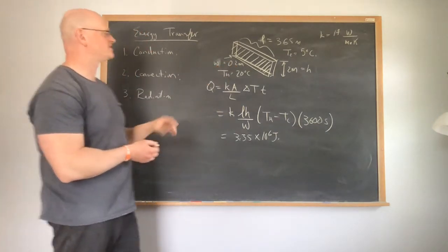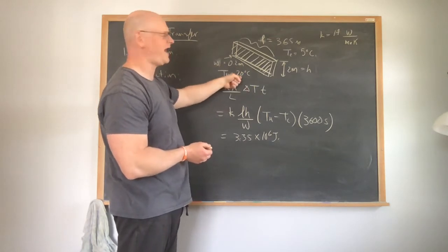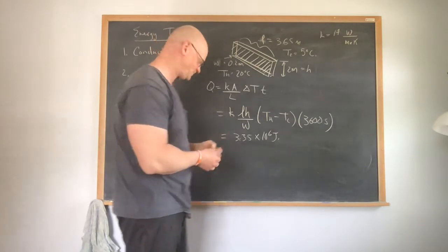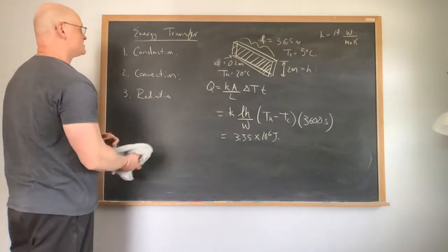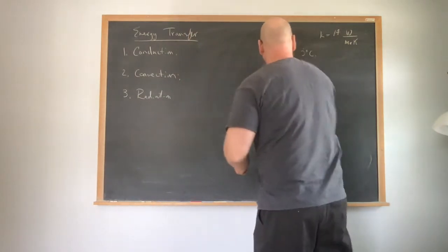Right? Otherwise, what will happen is this thing will slowly have its energy go down, meaning its temperature will go down, until these two things reach thermal equilibrium. Good, so that's the first one. So that's conduction. The next one we're going to talk about is convection.